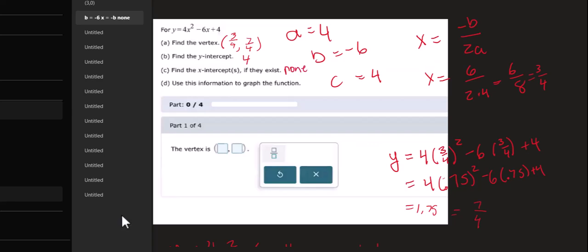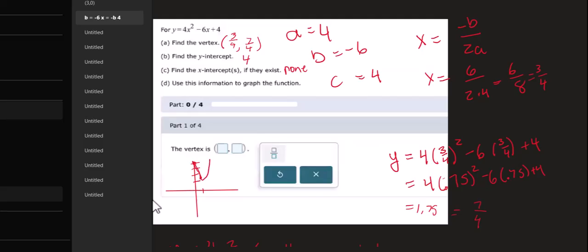Use this information to graph the function. What you would do is you would take... I don't know how the parabola grapher works, but it has a y-intercept of 4, so you would put that in there. It definitely opens up. It has an x-intercept of 0.75 and 1.75, so I don't know if it lets you go by quarters, but that's where that would go.